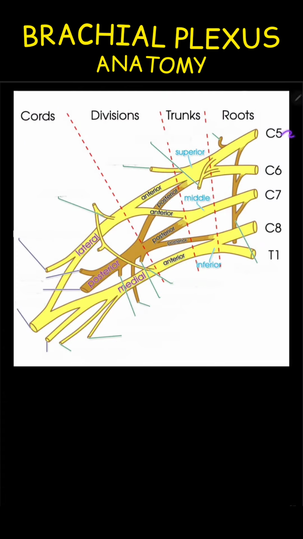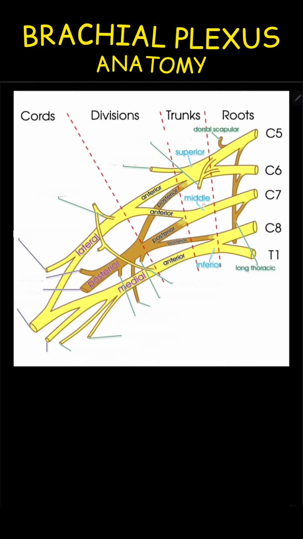So in the roots, we see that it originates from C5, C6, C7, C8, and T1. These are the nerve roots from which they originate from the vertebra. Then the nerves originating from the roots are the dorsal scapular nerve from C5 and the long thoracic nerve from C5, C6, and C7 combined.